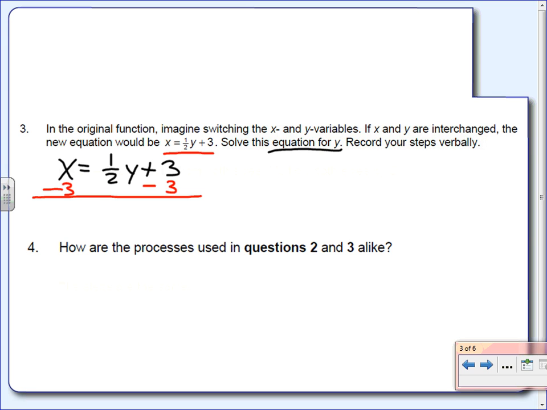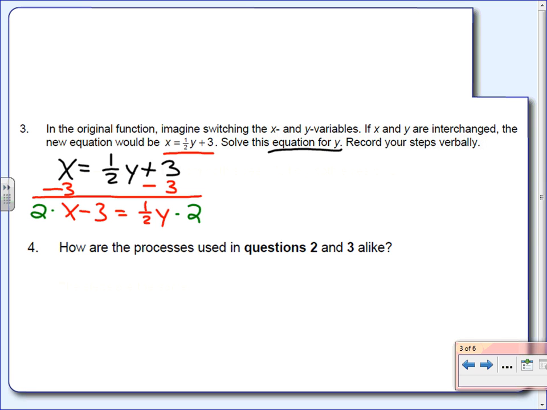We're trying to get y by itself. So x minus 3 is simply x minus 3. Over here I've got 1/2 y. But that's not the answer. I've got to do one other thing. What's the other thing I've got to do here? Multiply by 2.